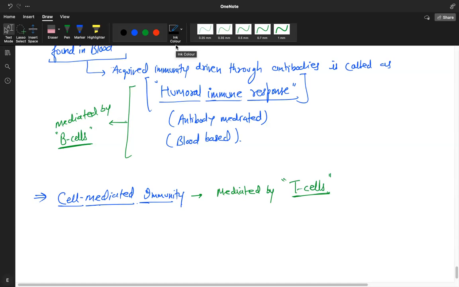Yes, sir. But don't you think it's a problem? What if the body cannot differentiate between self and non-self? Then it will start attacking its own self. Exactly, it will start attacking its own cells.